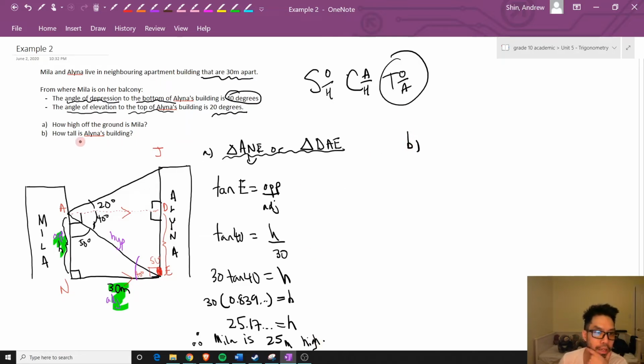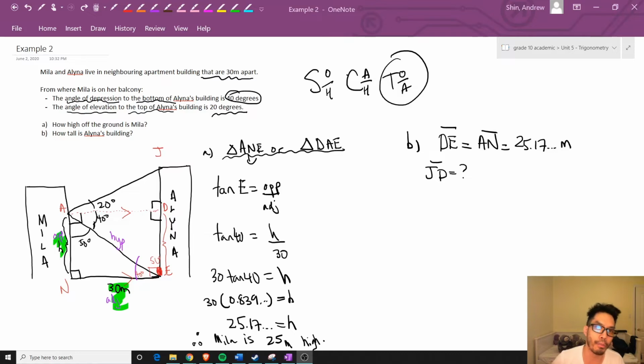For part B, it says, how tall is the Linus building? Well, we already know the height of this part because that's the same thing as Mila's height over here. So we just have to find out this height over here. So we know DE is equal to AN, which is equal to 25.17 meters for extreme accuracy's sake. So we just need to find out what JD is. So JD equals what? And that's what we're finding over here.